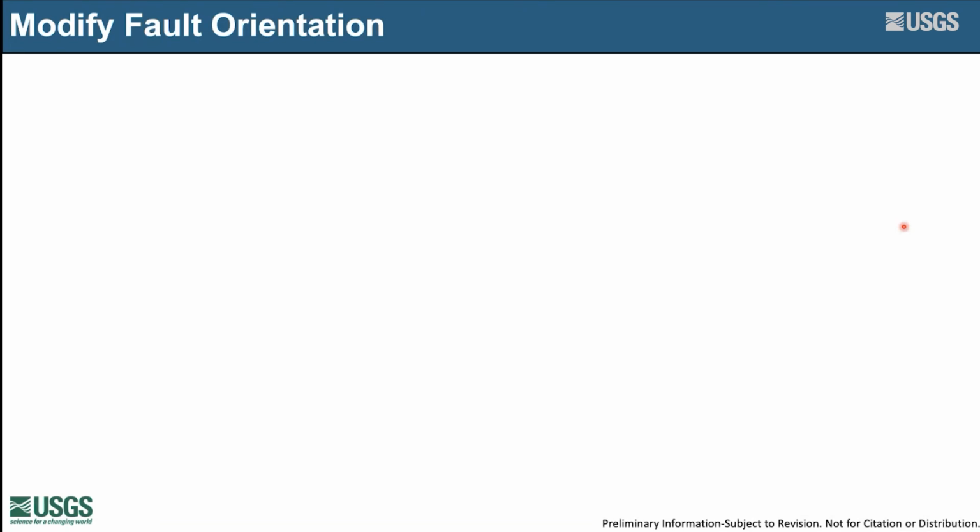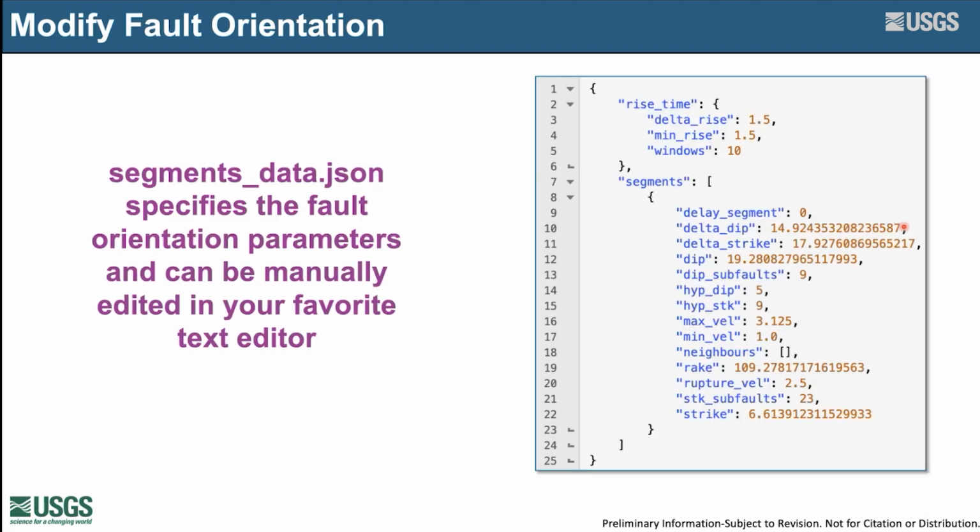So commonly, we'll make modifications to the fault orientation and dimensions. This is done in a JSON file called segmentsdata.json. Here's an example of the one that came out of this automatic inversion for EAPL. And it's best just to go into your favorite text editor and edit this directly. But there's a lot going on in this JSON file, so I'll point out some of the critical parameters here and what they mean.